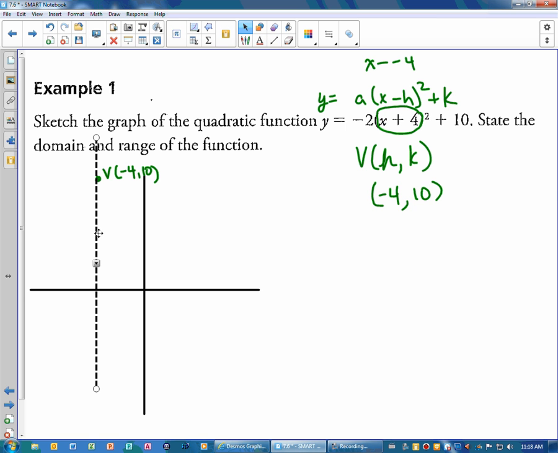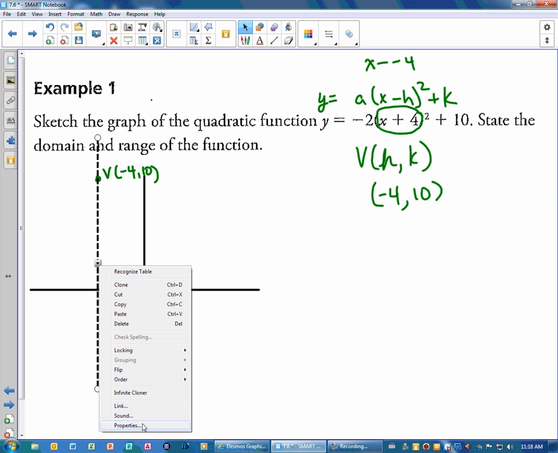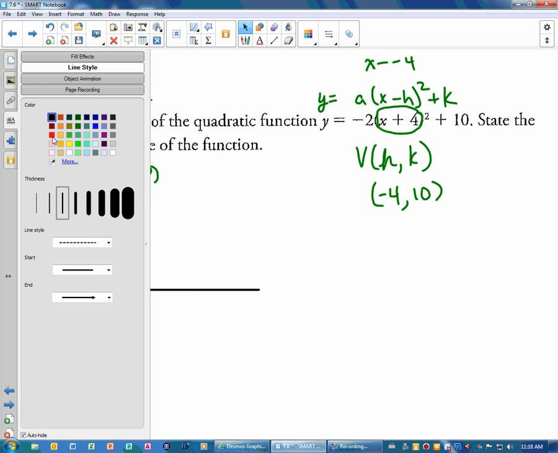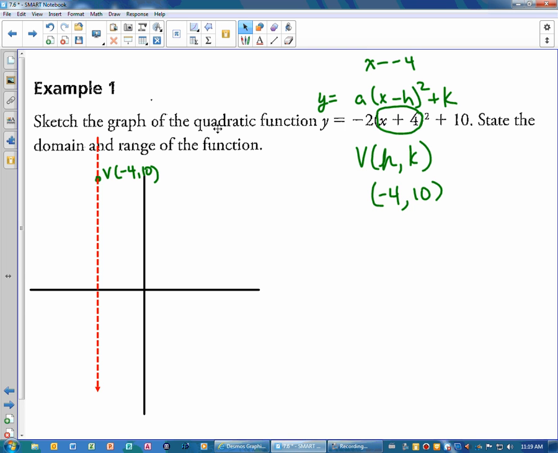Let's move that over a smidge, try to get it, there we go. And if I make it red so it stands out, and you should always label it. So label it x equals negative 4. Okay, so my parabola, this is the highest point, looks something like this.